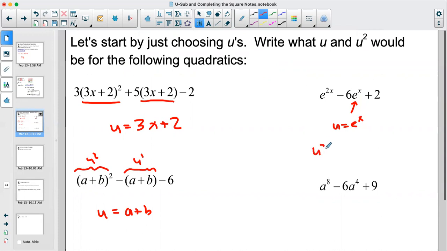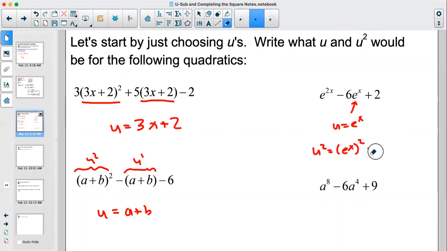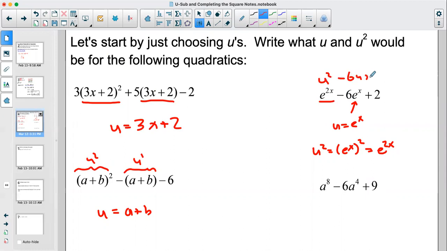That means that u squared is e to the x squared. And as I'm sure you all remember your rules of exponents very closely, the rule when I have a power raised to a power, as I do here, means you multiply the two powers together. So this is going to be e to the 2x. 2 times x is 2x. And this seems to work because there's my e to the 2x. This would be u squared. And there's my 6 minus 6u plus 2.